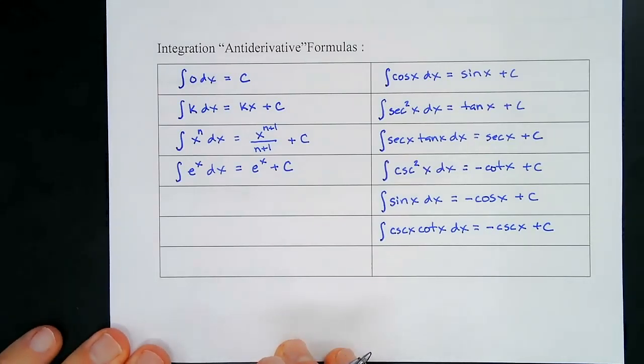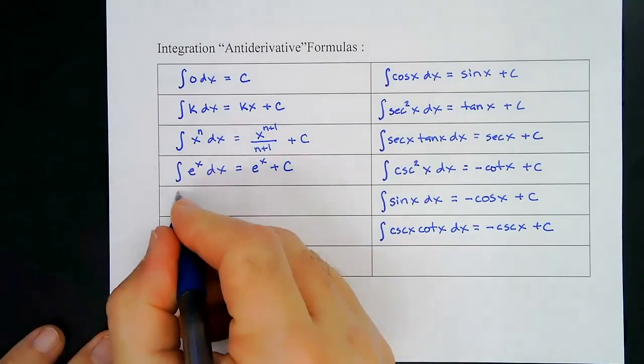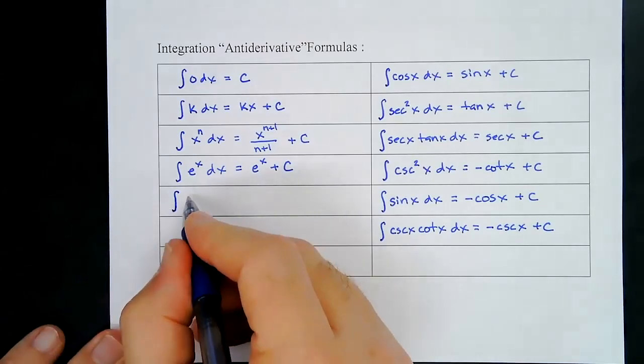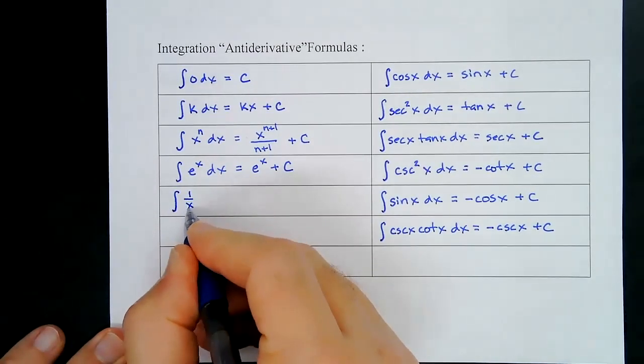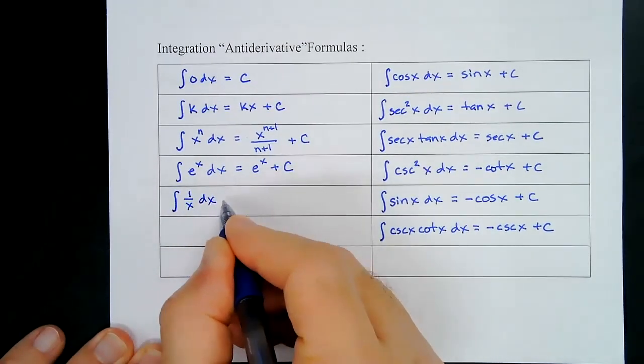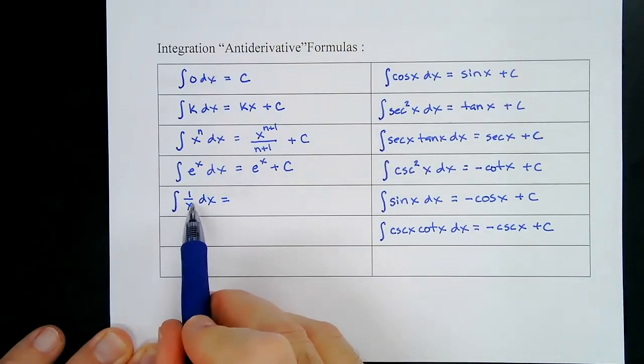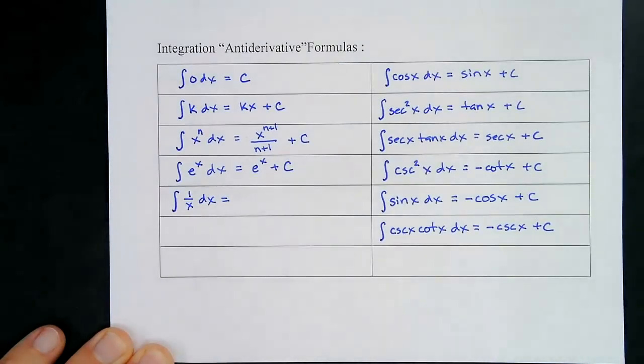The next ones I want to do, they're going to be a little different. We can't use the power rule on this next one, okay? If we take the integral of 1 over x dx, okay? This right here, 1 over x. So what could we take the derivative of that would give us 1 over x? And you should be thinking ln of x. And you'd be absolutely right.